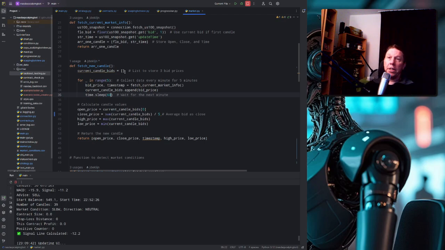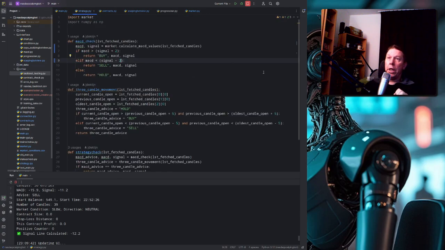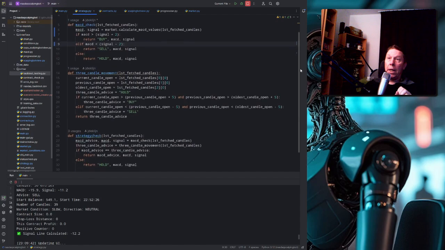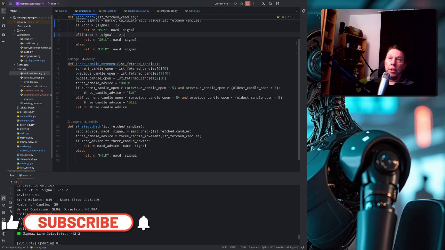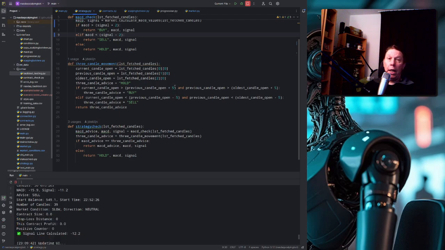So I changed this in my code from 3 to 5. That's the only thing I changed in the code right here. And in the strategy, you see I'm working on the MACD right there because I think there was something wrong. But in the 3 candle movement, I changed from a +3 difference to +5. And from the backtesting, we see that even +7 would also be possible.